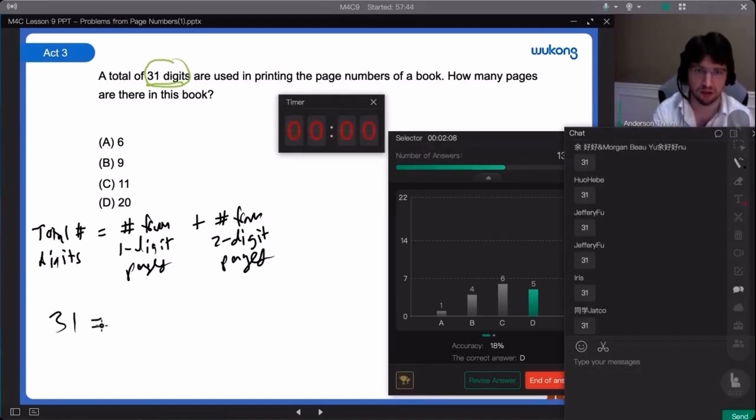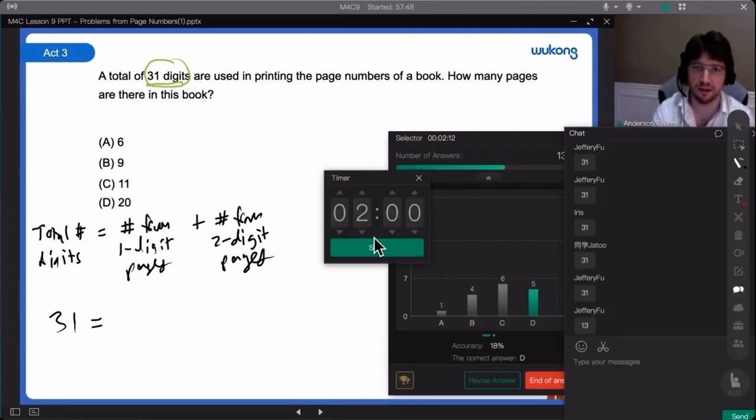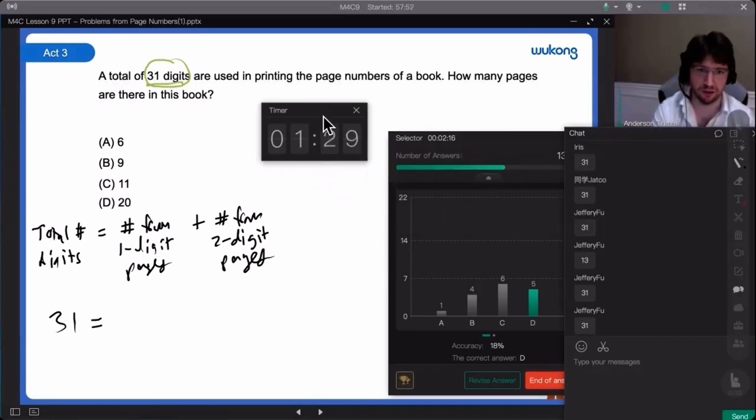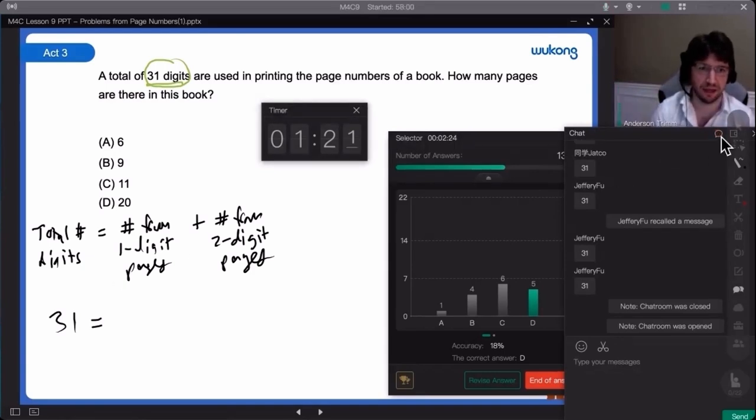So don't worry about the timer, we can have more time. Let me put up another minute and a half. All right, so there's 31 total digits. Now, next question, we've done this several times now. If I count up all the digits on the 1-digit pages, how many digits does that give me? How many digits are there coming from the 1-digit pages? So if I add up all the digits in the 1-digit pages, how many total digits is that?